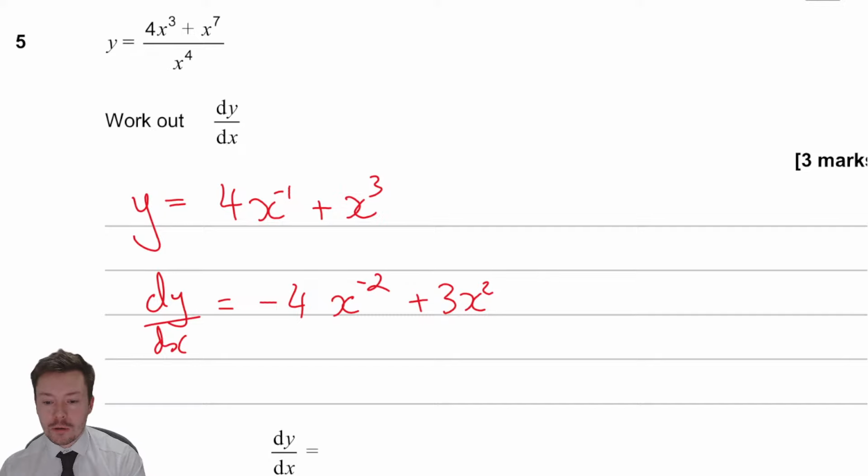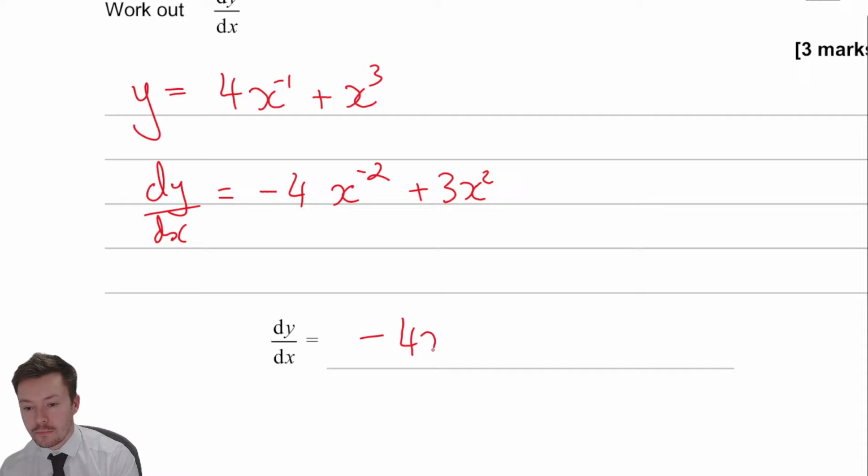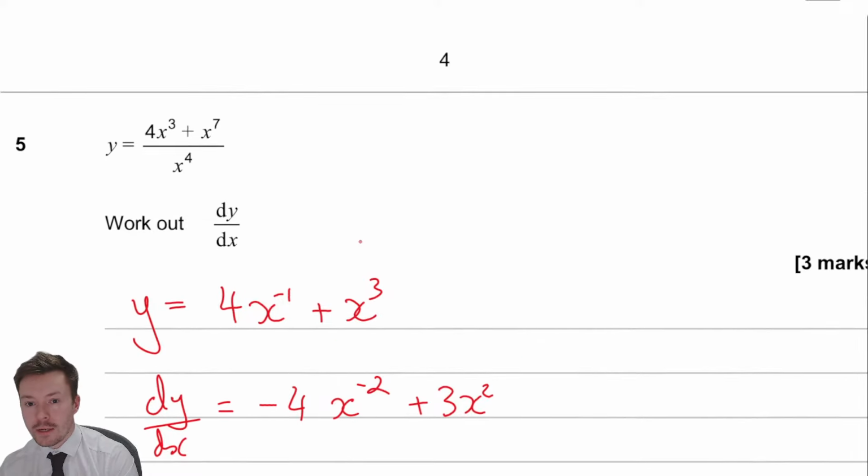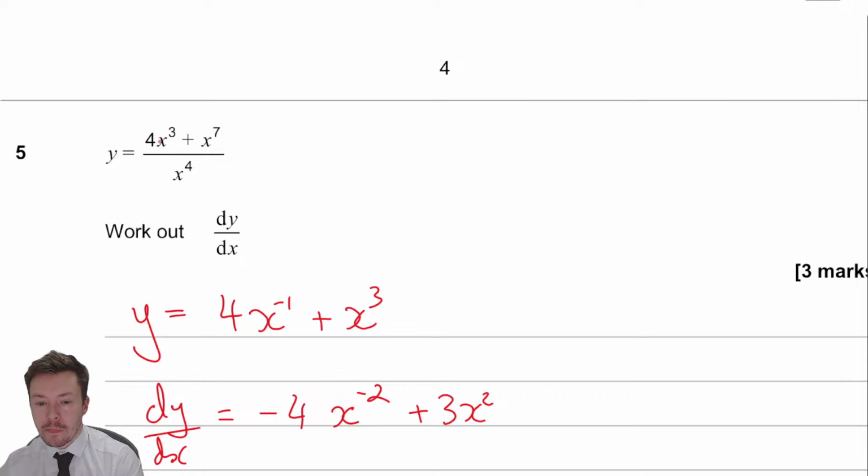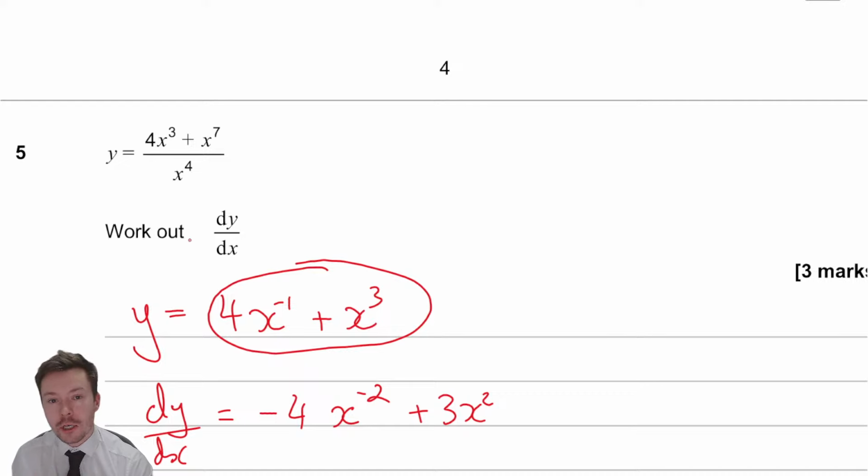We just need to put that on the answer line, but yeah, that's it. The main part with that one, and the bit that people would forget, is basically writing it like this. Once you've got it written like this, the differentiation bit is fairly straightforward. So it's just writing it in index form, then getting rid of that denominator.